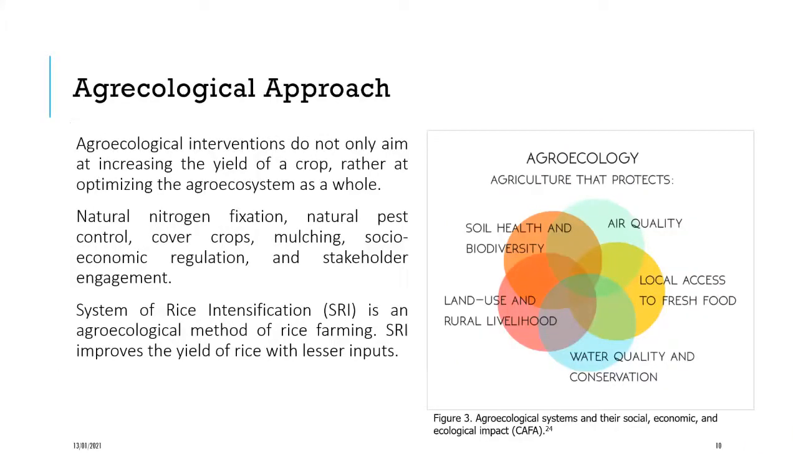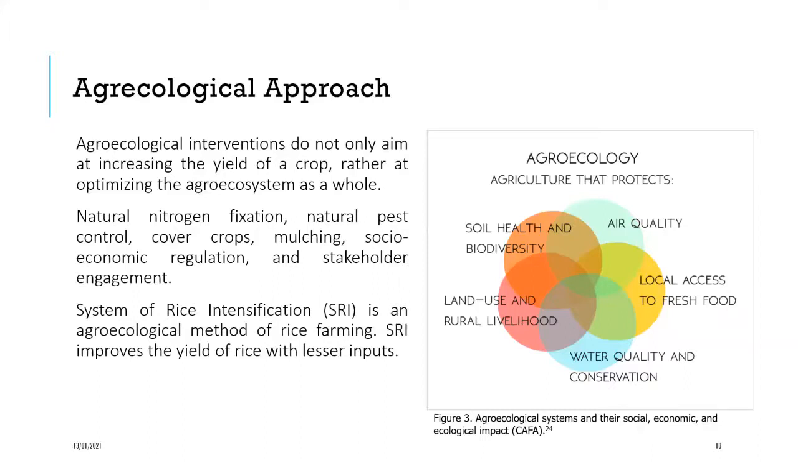Yeah, as we are just discussing now, agroecology aims at protecting the different components of the agricultural ecosystem, which includes soil health and biodiversity, sustainable land use and rural livelihoods, preserving water quality and conserving water resources, and local access to fresh food. It also ultimately aims at bettering the air quality. So why do we need an agroecological approach to agriculture and rural development?